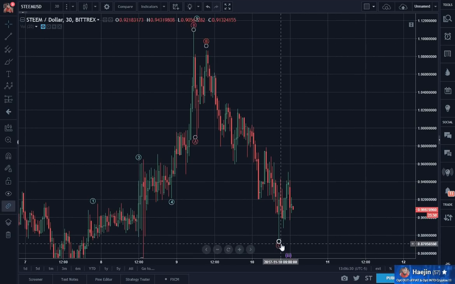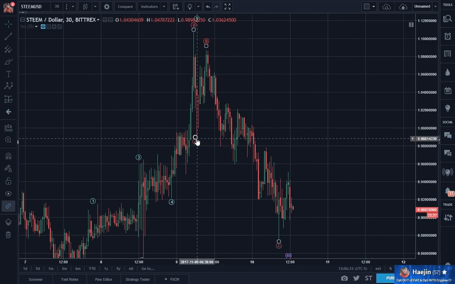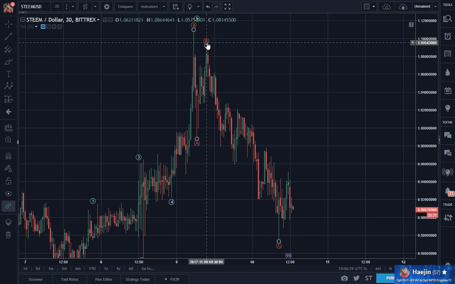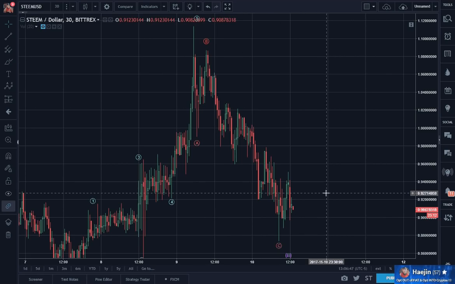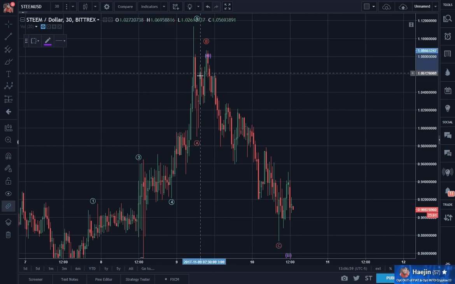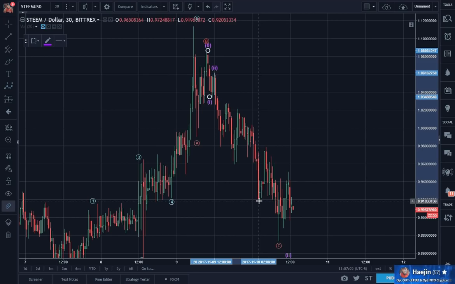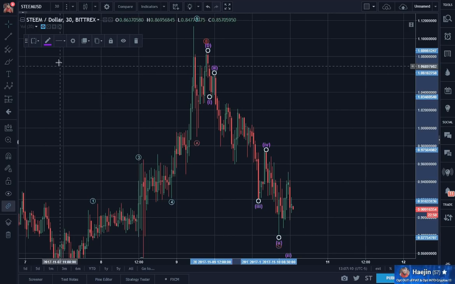The correction is now finished. So you have A, B, C for B, and C. Now C has to have how many waves? 5 waves. Can we count 5 waves? Let's see. One, 2, 3, 4, 5. Check that out.